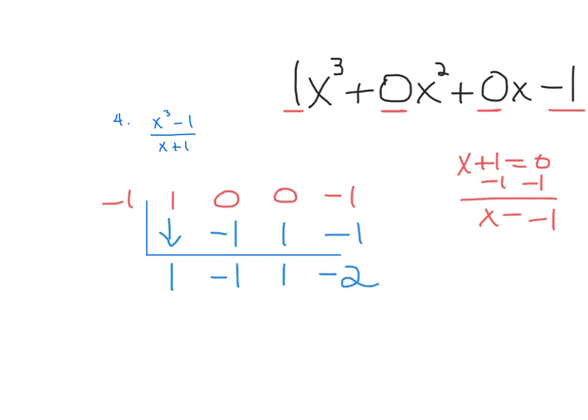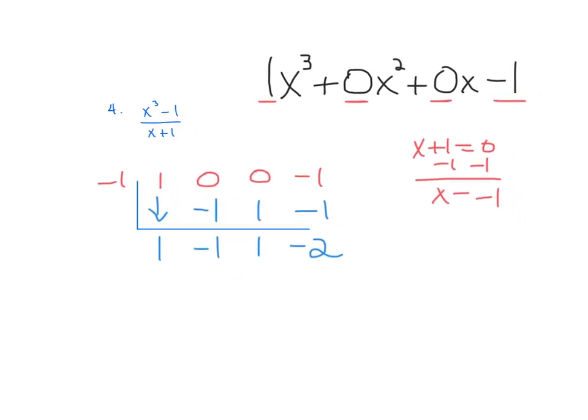And now I add the variables back in. Again, notice I started with an x squared, so when I go to put it back in my answer, this one's x squared, this one's x, constant, and then remainder. So x squared minus x plus 1, remainder 2 over x plus 1. Everybody good?